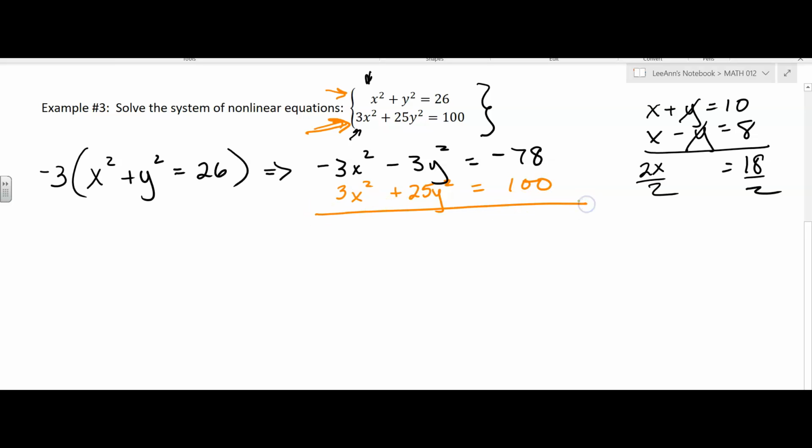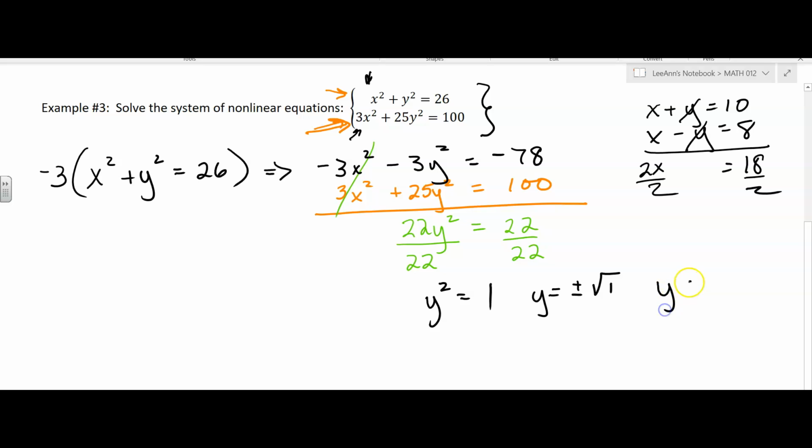And then we can add these together, and when we add them together, the x squared terms drop out. We get 22y squared equals, and then negative 78 and 100 is 22. Divide both sides by 22, and we're going to get y squared equals 1. Okay, you can take the square root of both sides. That's going to give you y equals plus or minus the square root of 1, or y equals plus or minus 1. So you already have 2 solutions for y.